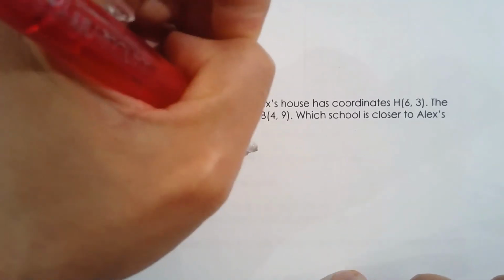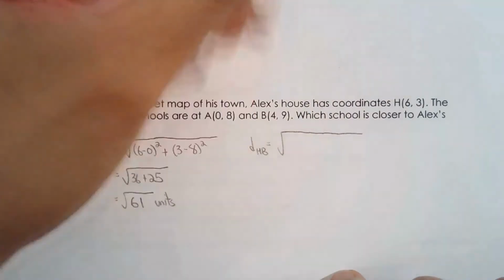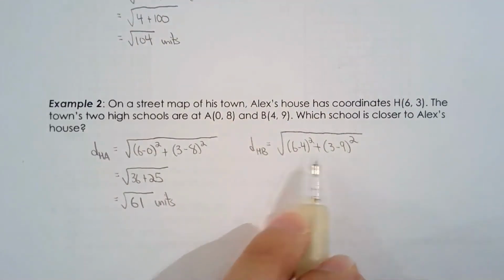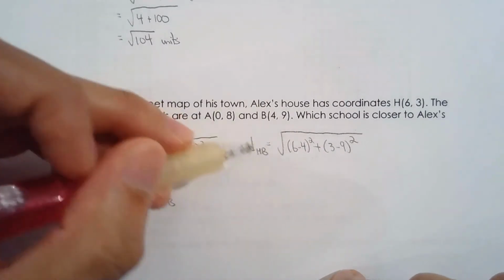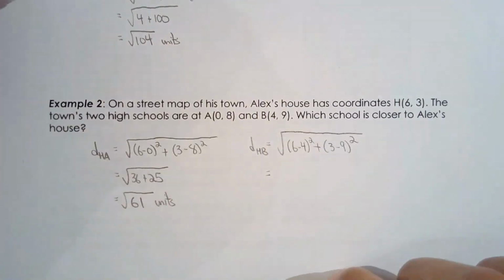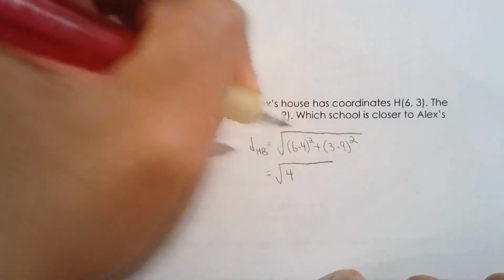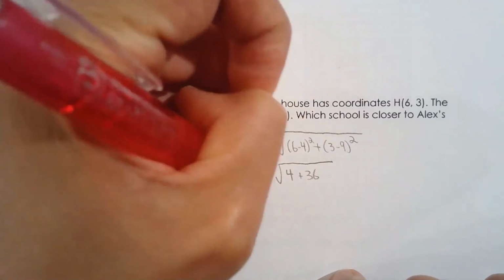All right, what about his house to the second high school? Let's see, 6 minus 4, and what do we have? 3 minus 9. Okay, so run squared plus rise squared, and then square root that, because you are looking for the length of the hypotenuse, which is the length of the line segment. Okay, so this is going to be 2 squared is 4, -6 squared is 36. Ooh, pretty close.